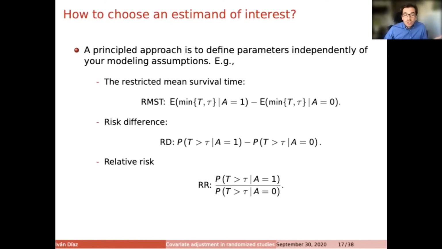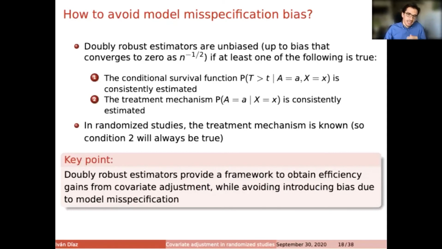You can also use risk difference. So you can ask, what is the difference in the probability that a patient remains intubation-free by 30 days in the treatment versus the control arm? That's another estimate that's possibly of interest, or you could compare the 2 probabilities in terms of a ratio instead of a difference. So that's the first solution that we need to use: just define the estimate upfront. Don't let your modeling approach define the estimate.